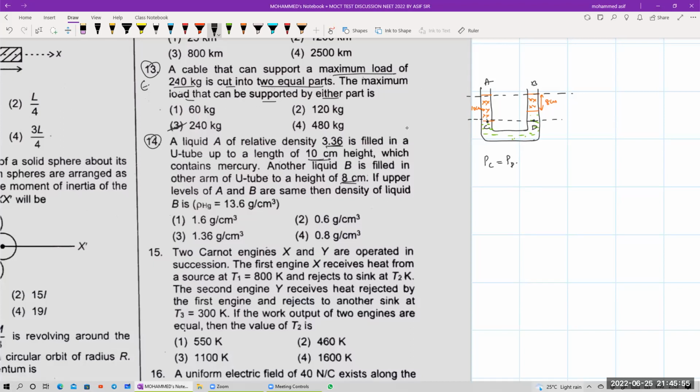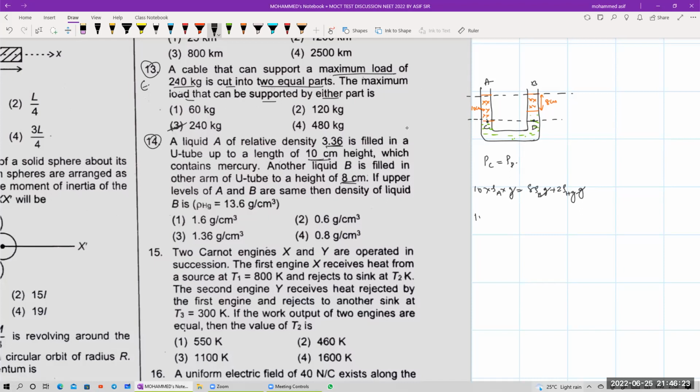So pressure at point C is how much? 10 times the density of the liquid, that is ρ into h into g, will be equal to the pressure at D. Pressure at D will be equal to how much? This is because of the 8 centimeter liquid and 2 centimeter mercury. So that will be equal to 8 into density of B into g plus 2 times density of mercury into g. Everywhere g will get cancelled.